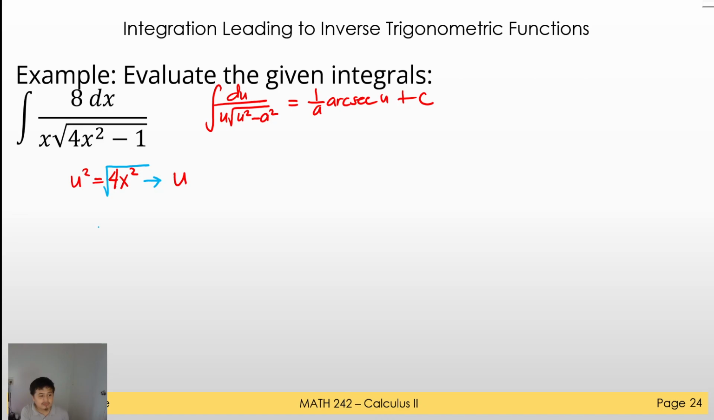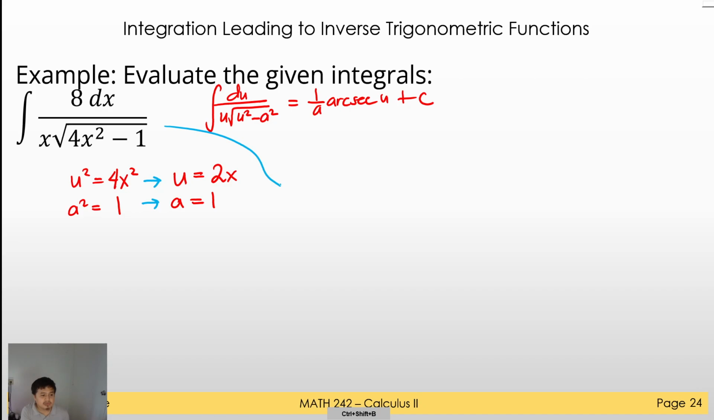What is the square root of 4x squared? The square root of 4x squared is the square root of 4, which is 2, and the square root of x squared, which is x. So u is actually 2x. And then for a squared, a squared here is equal to 1, therefore a is equal to just 1, since the square root of 1 is equal to 1.